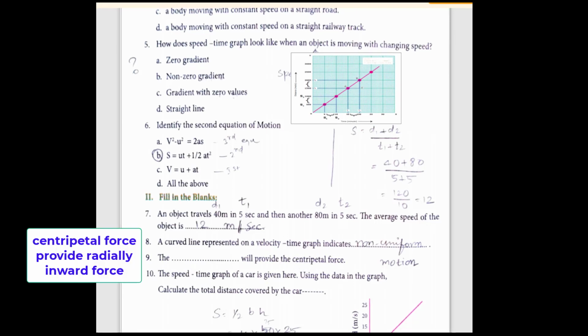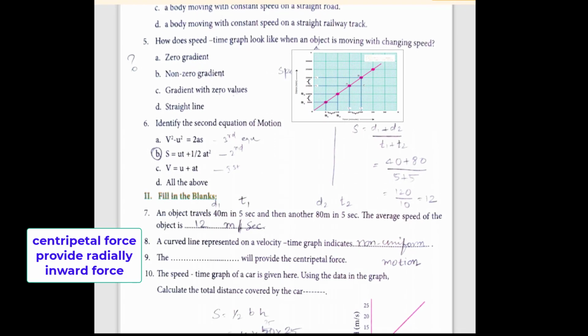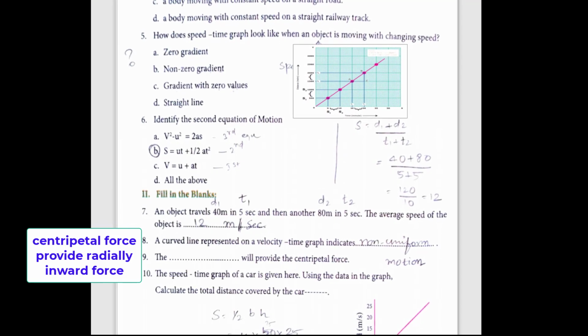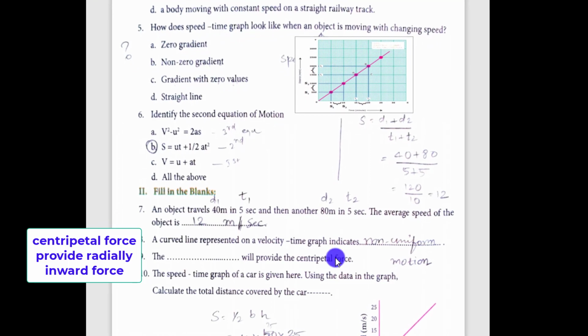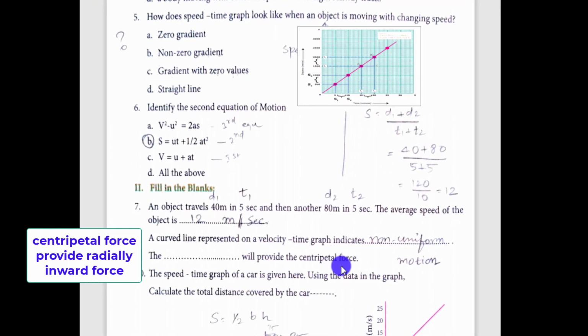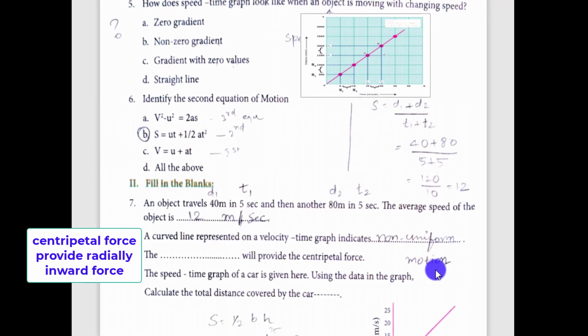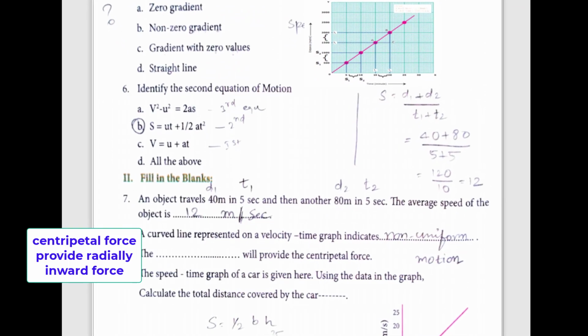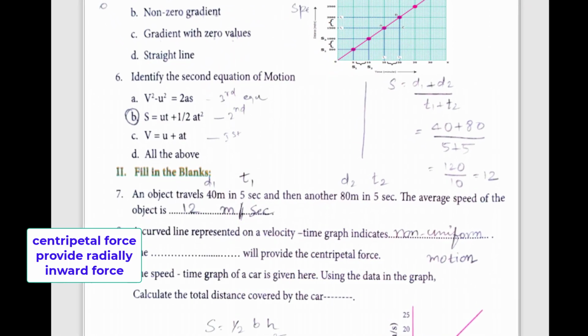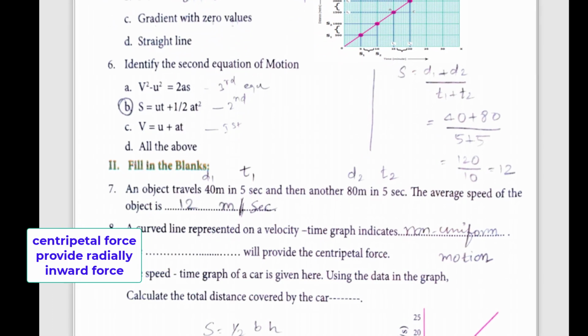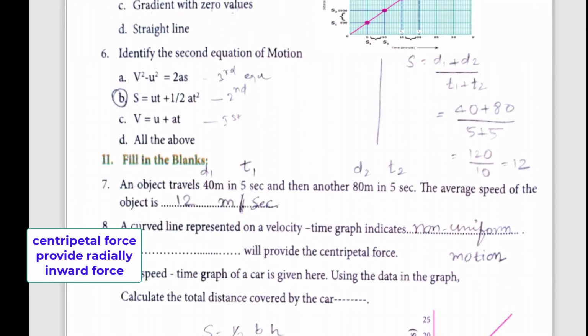The question may be like this: centripetal force will provide dash. The dash must be here. Centripetal force will provide radially inward force, but centrifugal force gives radially outward force.